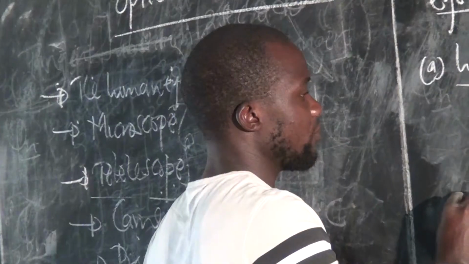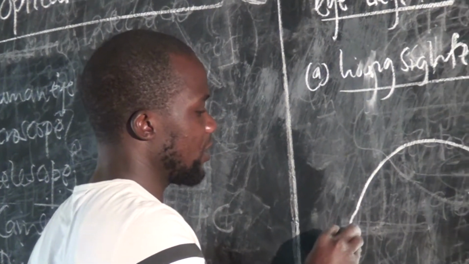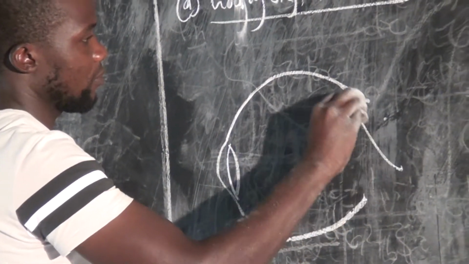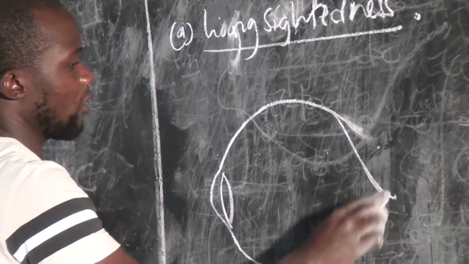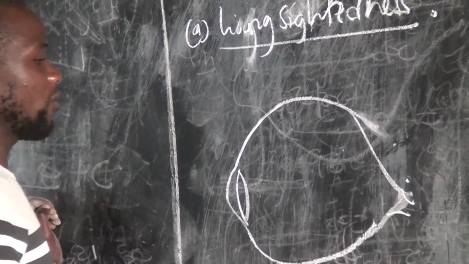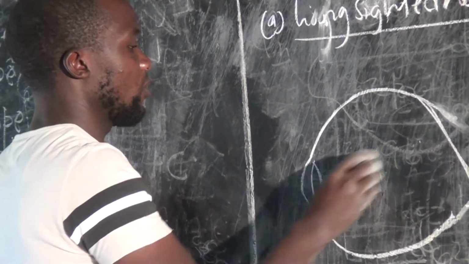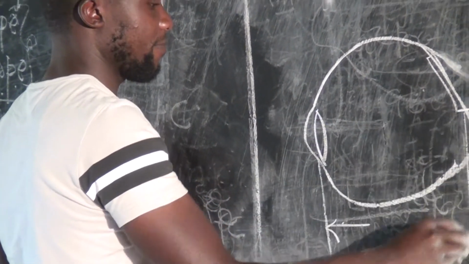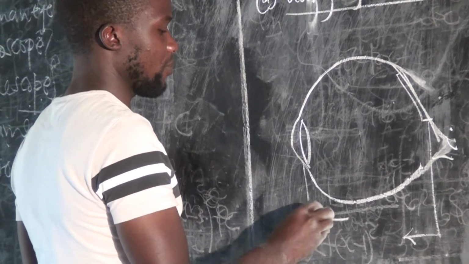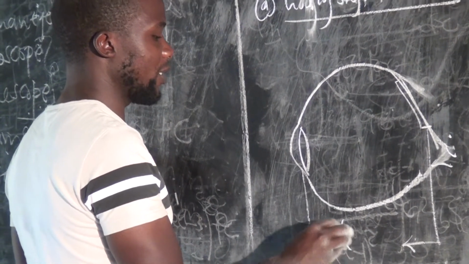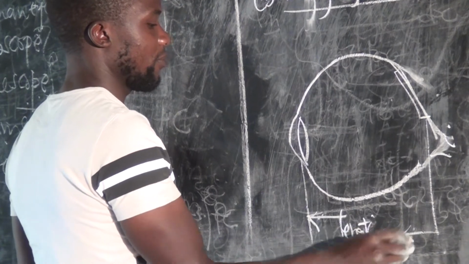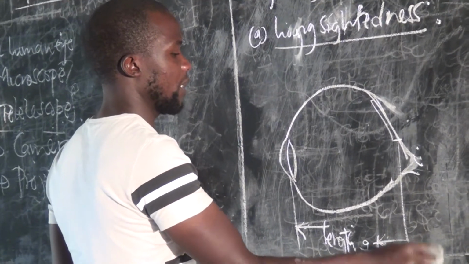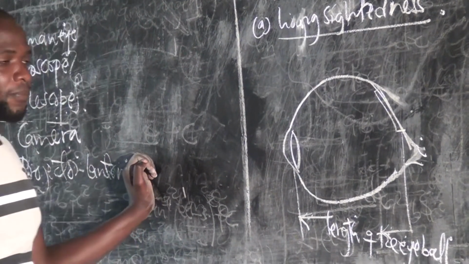Meaning that if this is the eye of a long-sighted person, the distance from the lens up to the retina, that distance, we always call it the length of the eyeball.